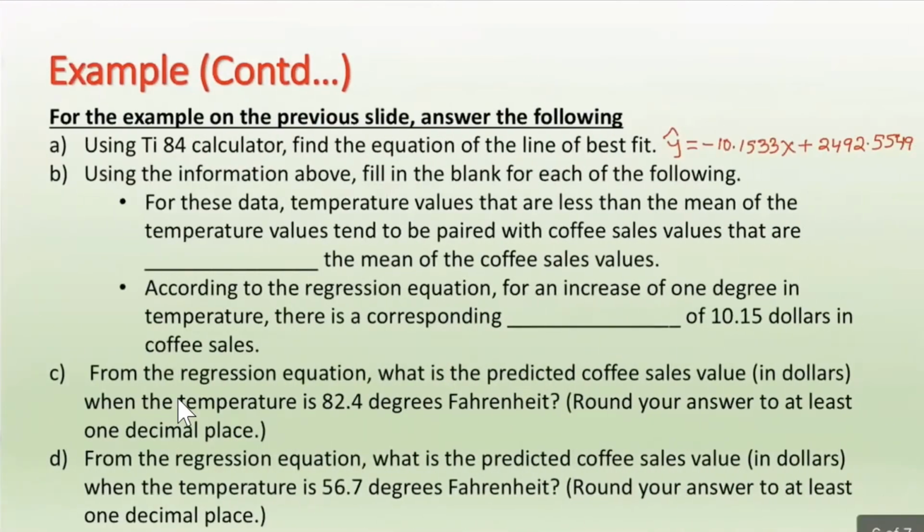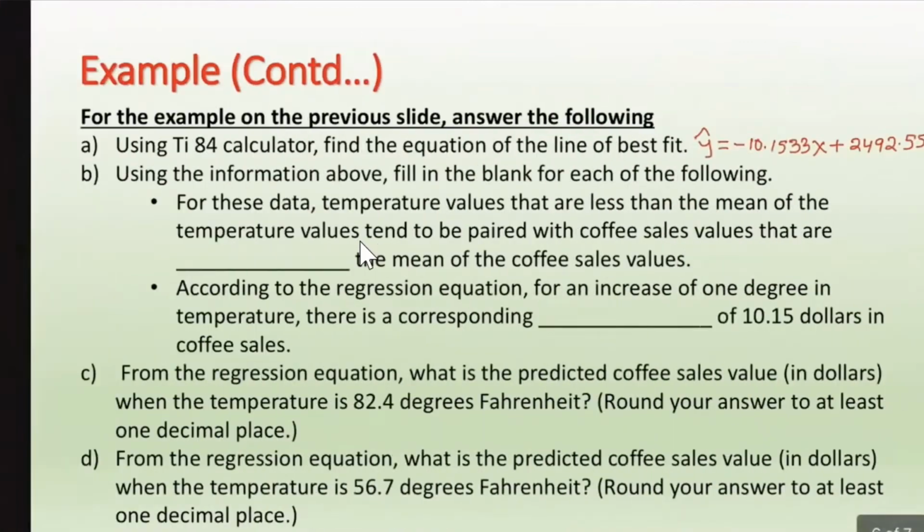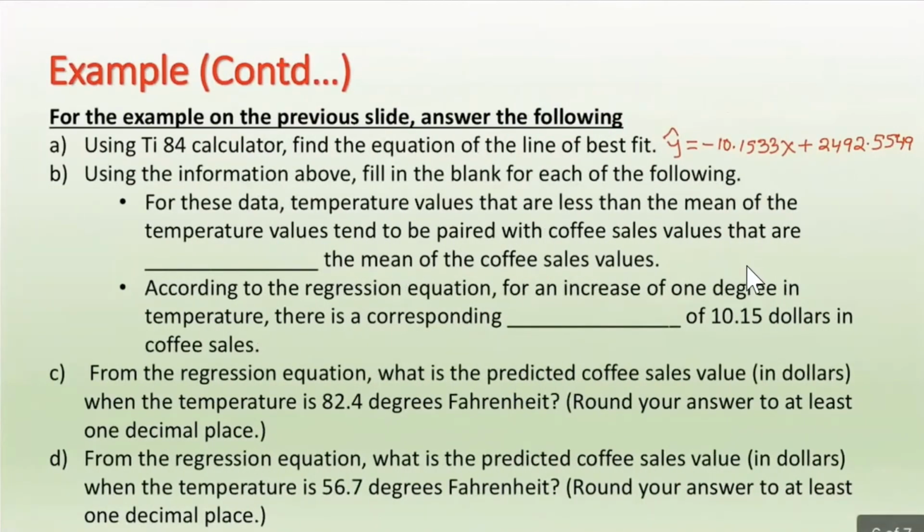Now, if you look at the question here, the question says for the data, the temperature values that are less than the mean of the temperature. So the mean of the temperature is here. When we say less than that, we are talking about these values. Okay, temperature values less than 60. So for the temperature values less than 60, we have to see for these data, temperature values that are less than the mean of the temperature tend to be paired with coffee sale values that are blank the mean of the sales values.